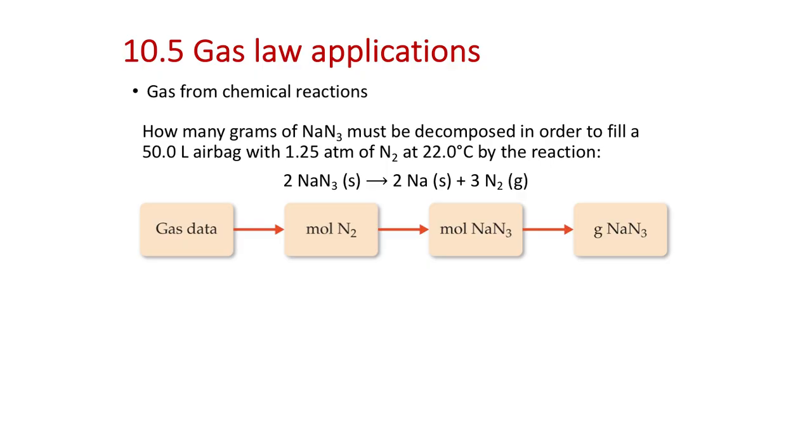Okay, so what about generating gas from some type of chemical reaction? Let's say we have the reaction of sodium azide being decomposed in order to fill an airbag. We talked about this reaction back in chapter 3 as an example of a decomposition reaction. This is called the azide ion. That compound as a solid decomposes to give sodium solid plus nitrogen gas.